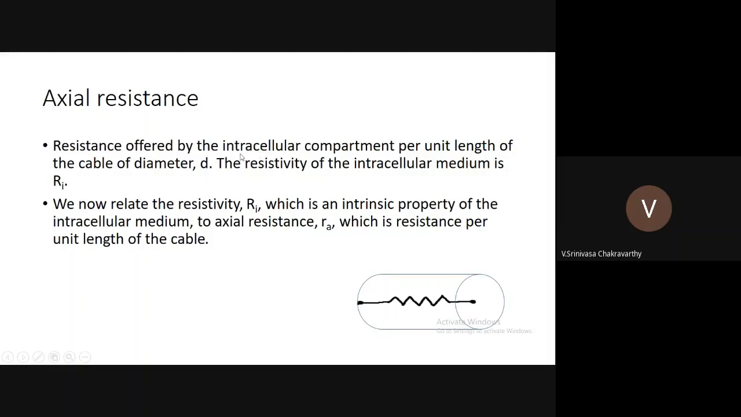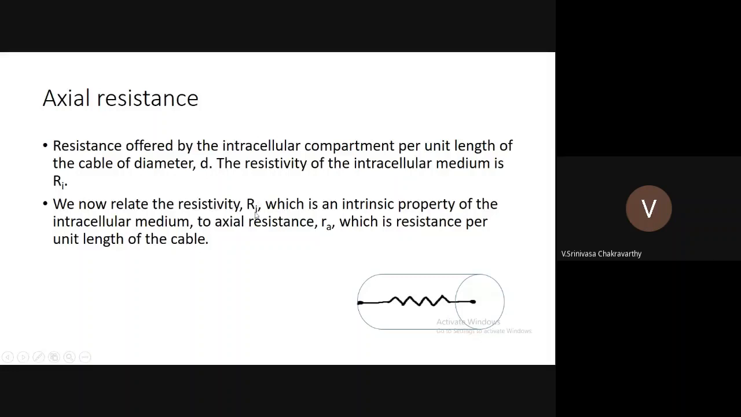So we'll define this resistance in terms of per unit length of the cable. And we assume that the cable is of diameter d, and the resistivity of the intercellular medium, which is the basis of this resistance, is denoted by R sub I. Now this R sub I is the notation used in this neural cable equation context. But if you look at your high school electric circuit theory, resistivity is denoted by the symbol rho, right? It's exactly the same quantity. Only thing is the notation here is Ri.